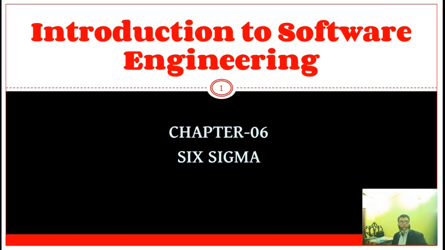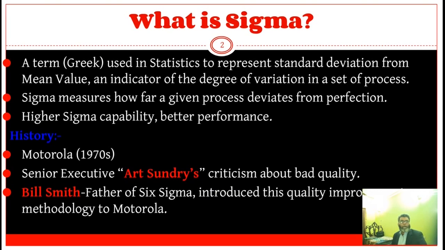The next topic is about Six Sigma. It's a Greek term used in statistics to represent standard deviation from the mean value, an indicator of the degree of variations in a set of processes. Sigma measures how far a given process deviates from perfection, and the higher the sigma capability, the better the performance.